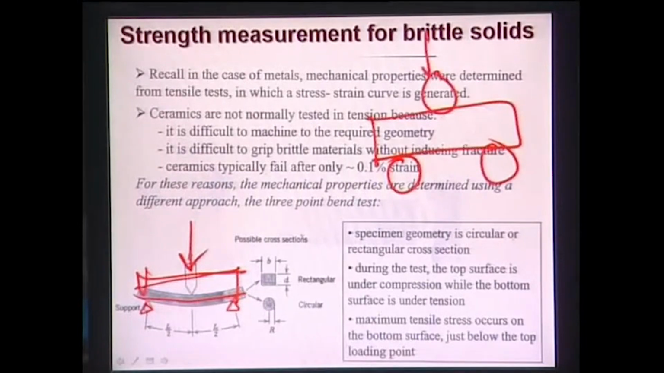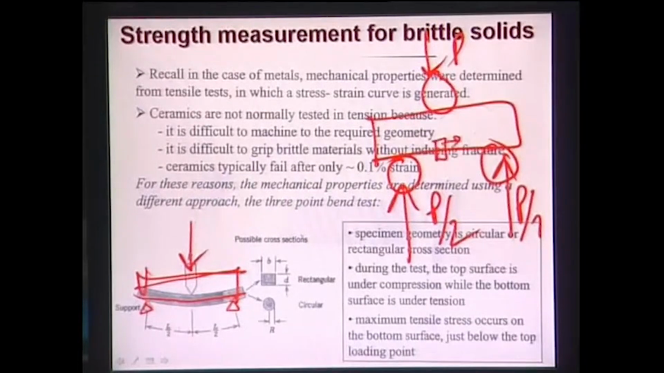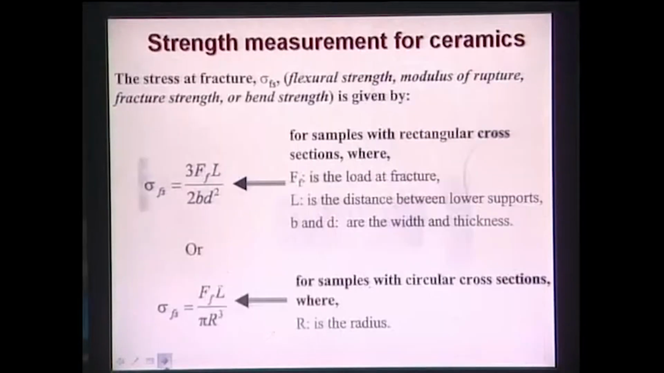From the top roll you place a force P, and according to the equilibrium of forces, the two support rolls will each carry the load P by 2. This side is your tensile face, and this side is your compression face. Fracture will take place from the tensile face, and cracks will propagate from the tensile face to the compression face, leading to fracture of the material. Now, how can this 3-point flexural strength be measured?